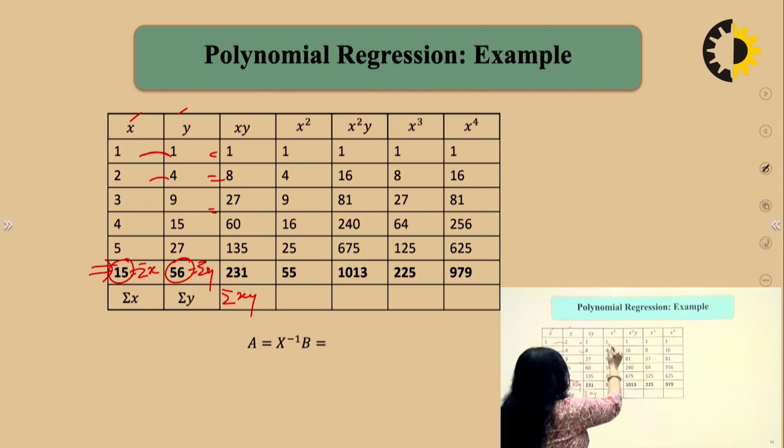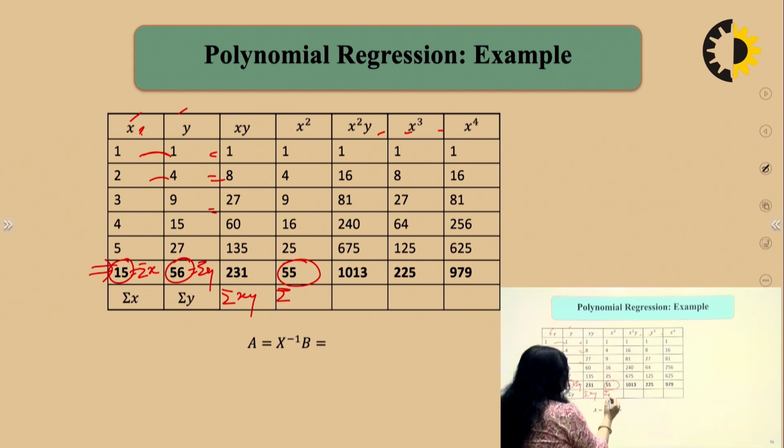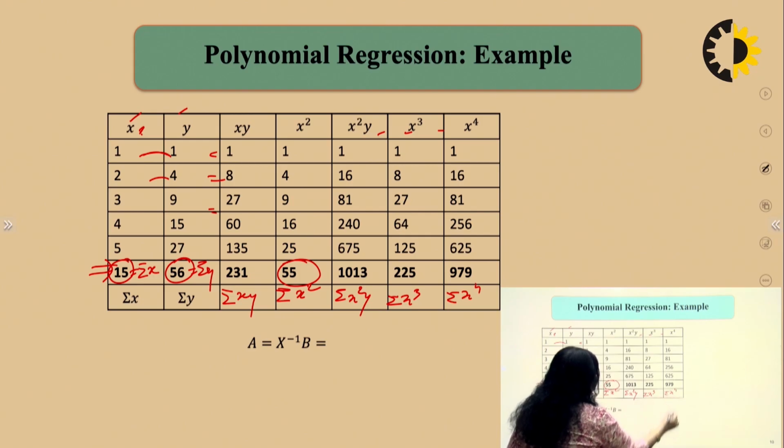Similarly, to find x square, we have simply calculated the square of column x, and similarly we have calculated the values of all other columns, and then finally we are summing all of these. So this is the summation of x square, this is summation x square y, this is summation x cube, and this is summation x raised to the power 4.